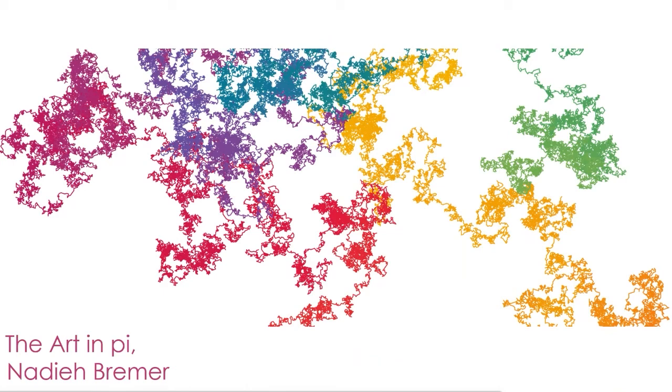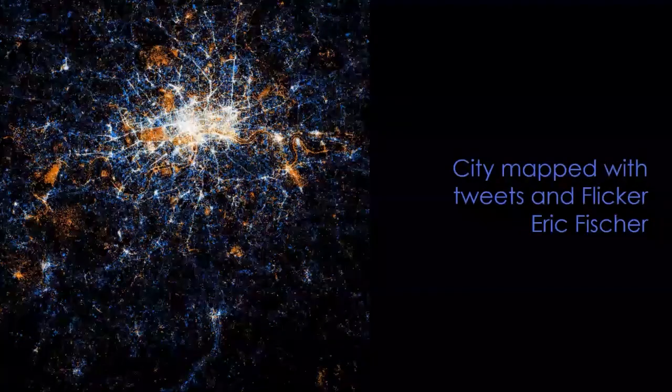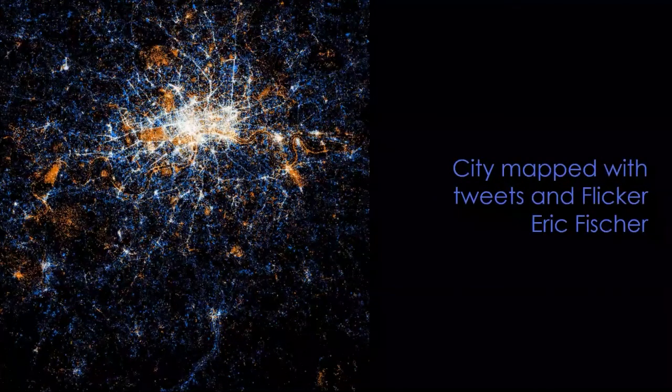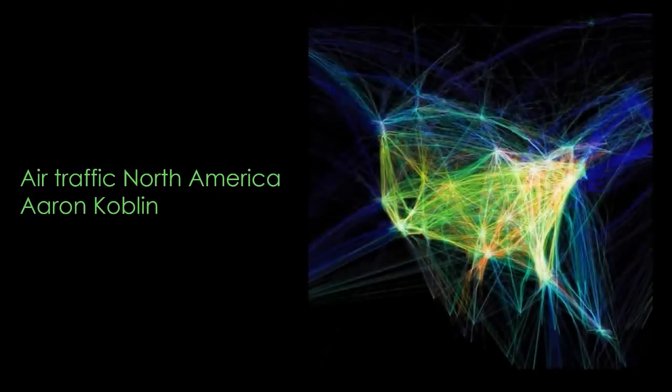Here we have a map of the city with tweets and Flickr. So the tweets are blue and Flickr is orange. So you can really see where communities interact with certain landmarks and spaces. It's by Eric Fischer. This next one is air traffic in North America, which I think is just kind of cool. That's by Aaron Koblin.